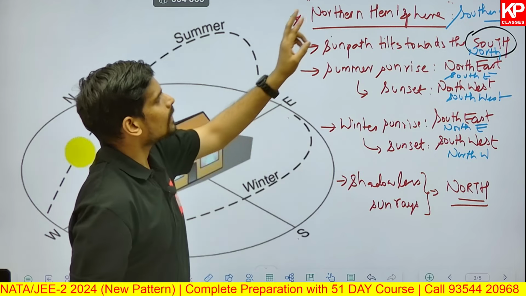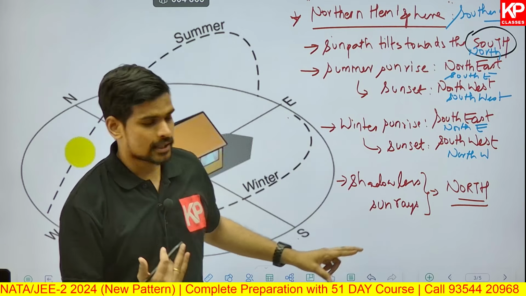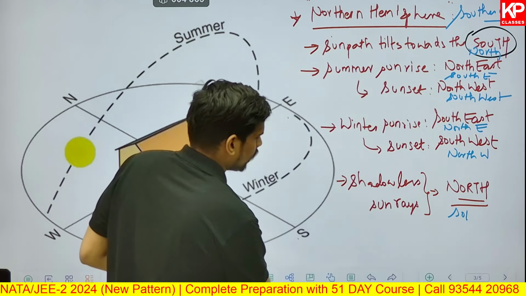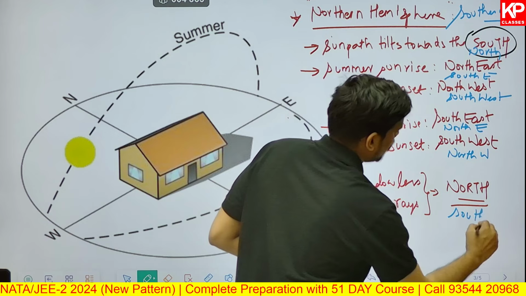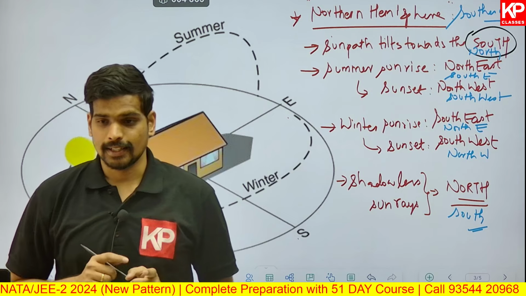And finally, in the southern hemisphere, where do you get the shadowless solar radiation from? It will be from the south direction. So you can just make a note of these 6 plus 6, 12 points, and you can directly expect at least one question in your NATA and JEE examination from this part.